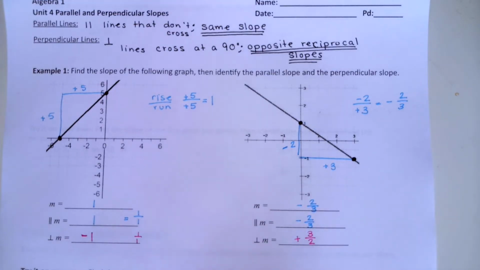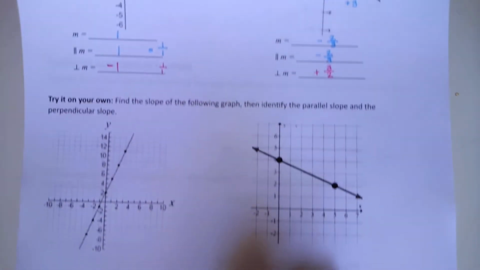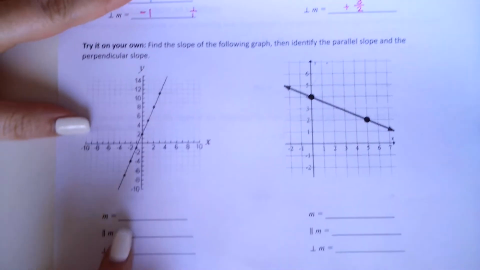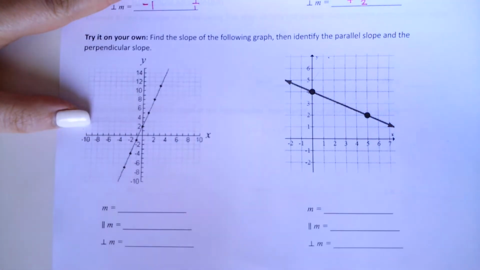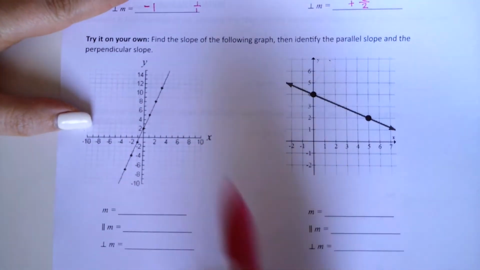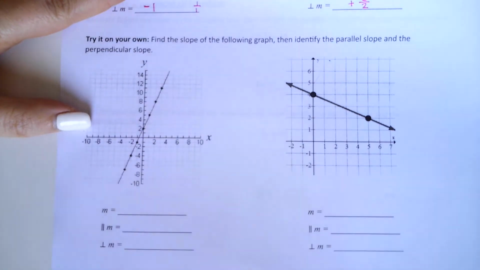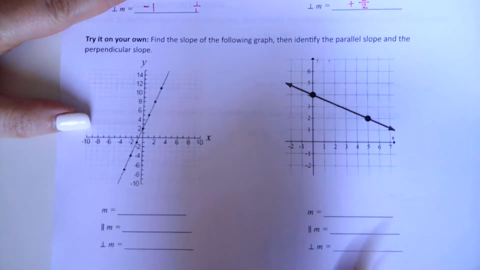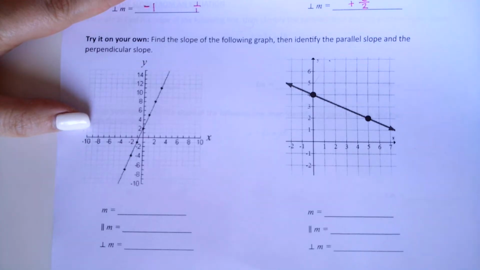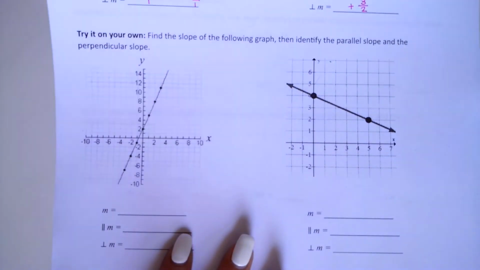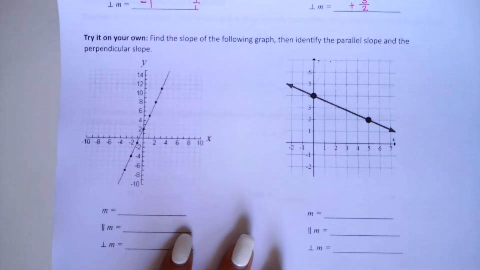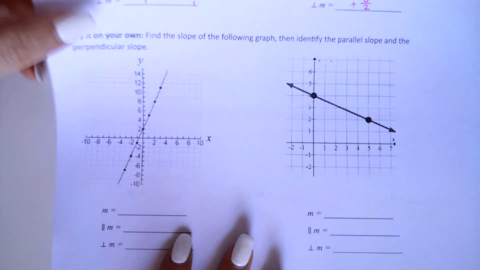Okay? So now you guys are going to try these two on your own. You're going to find the slope, the parallel slope, and the perpendicular slope of both of these. This one, you can pick any 2 points on that line. Does not matter which one you pick. This one, I just made it very, very blatantly obvious what you're going to do. Okay, so pause the video and try those two. All right, so we will go over the answers to those.